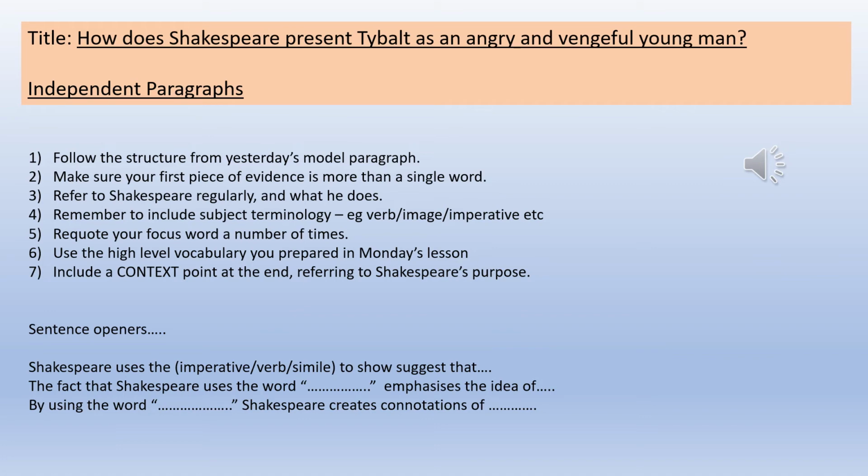Okay, folks, rewrite that title in your exercise book, please. How does Shakespeare present Tybalt as an angry and vengeful young man? And then a subheading for today is independent paragraphs. So yesterday was your model paragraph, my example of how to create an analytical response to the question. And today you are going to use the 2 mind maps that you created yesterday, the 2 quote explosions, to create your own paragraphs following that structure.